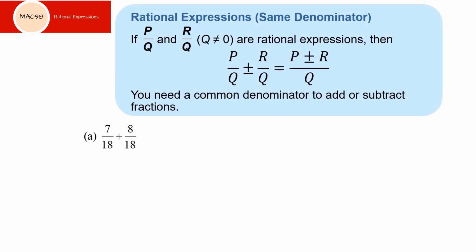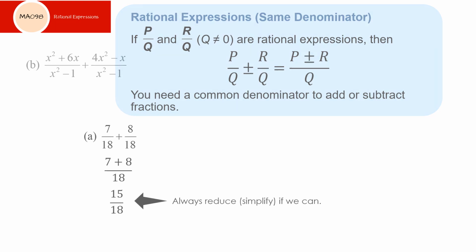Rational expressions. Now, in the last video, we talked about rational expressions and how they're just fractions. So when we have fractions with a common denominator, we simply add the numerators, or the tops. So for a here, all we have to do is take 7 plus 8, and we end up with 15 over 18. But remember, we always have to reduce or simplify if we can.